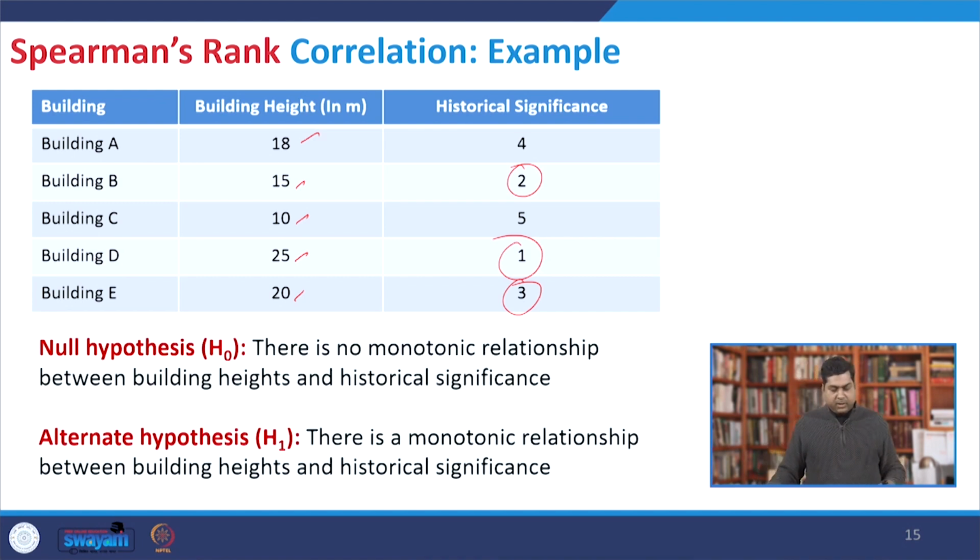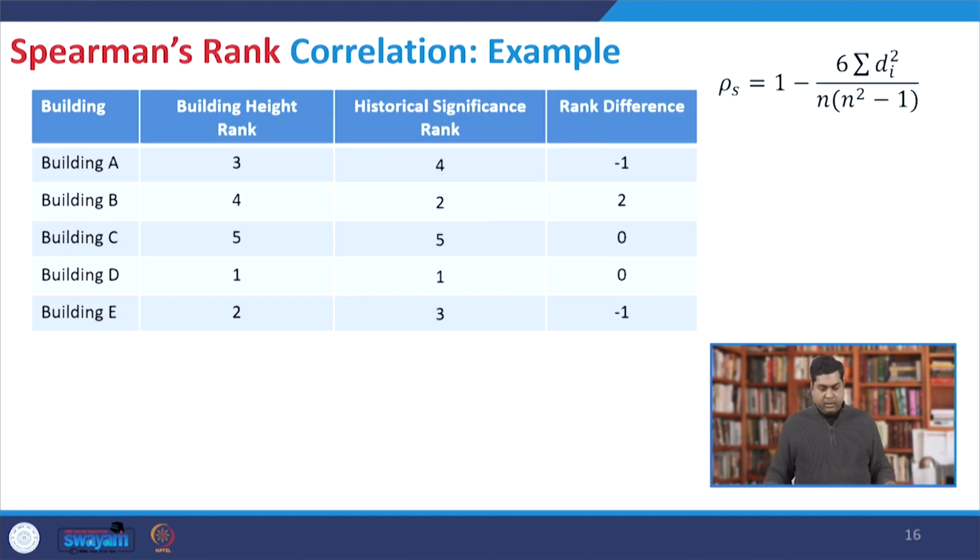Again it comes to the decision on null hypothesis formulation and alternative hypothesis. The null hypothesis in this case is that there is no monotonic relationship between building heights and historical significance, that there is no relation, okay, it is independent. The alternative is that there is a monotonic relationship between building heights and historical significance, right. Now let us go ahead.